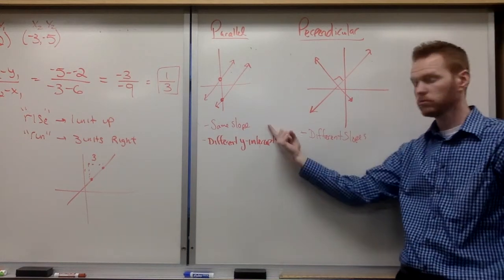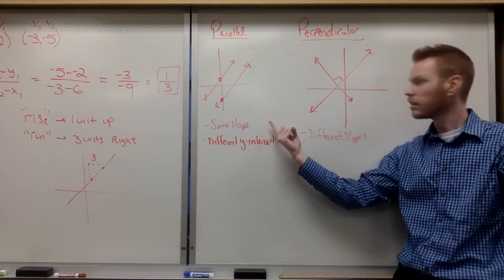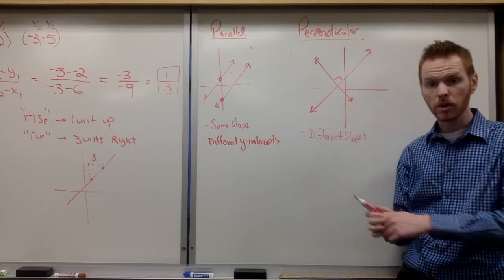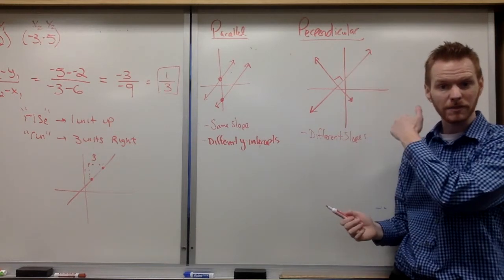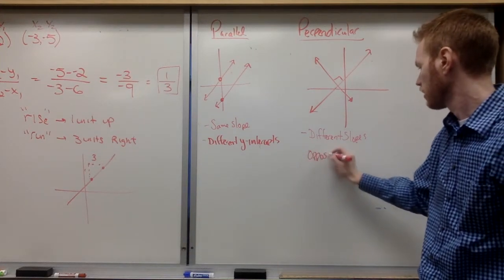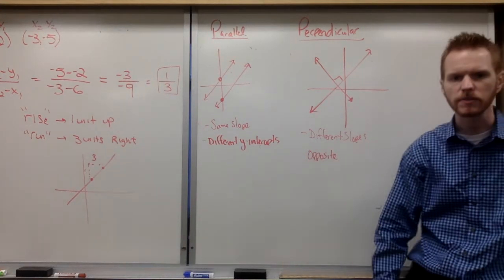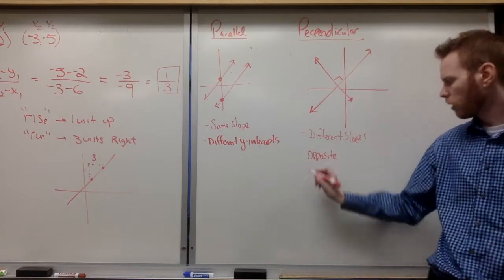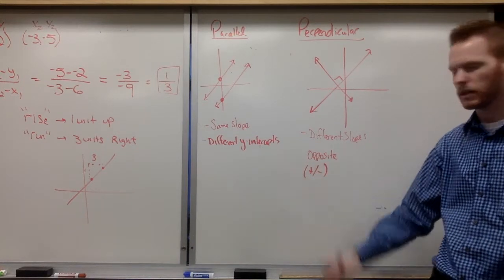Now, one could argue what that difference is. For them to intersect, one of the slopes has to be positive and one of them has to be negative. So the slopes have to be opposites of each other. They have to be an opposite. Meaning what? The signs have to be different. That's what that means.